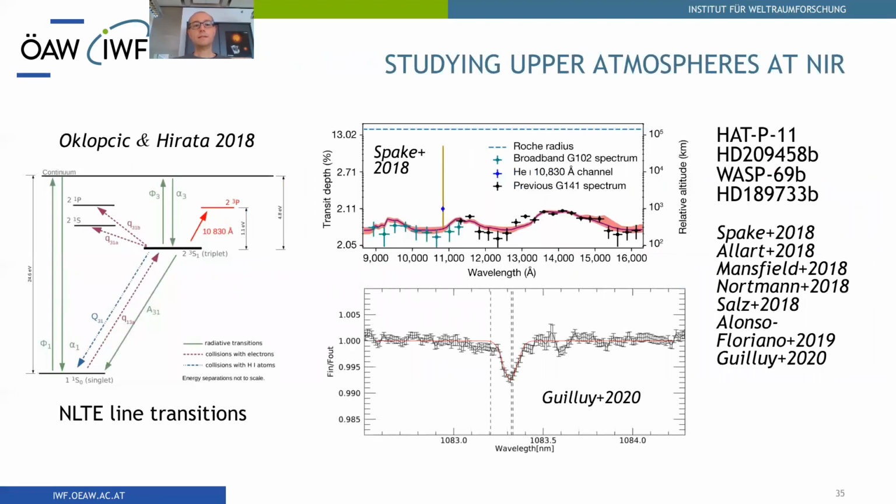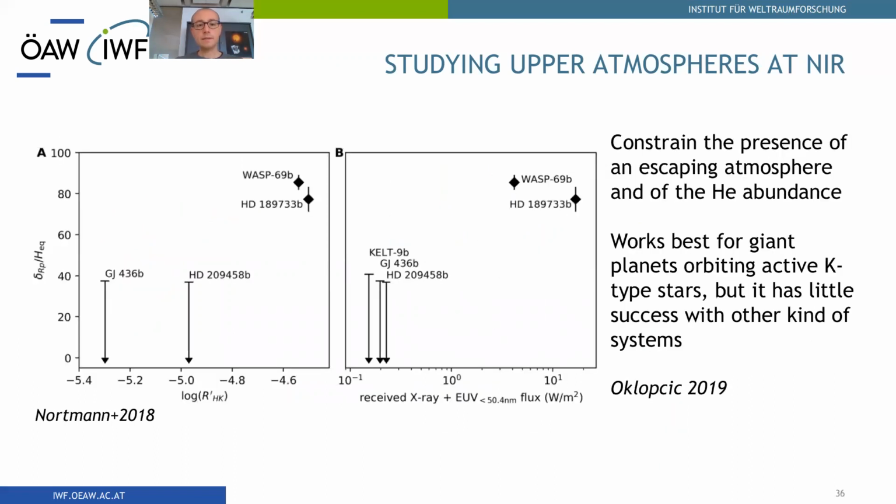Another way that has come up for studying upper atmospheres, and it is more accessible from the ground and doesn't require us to go to space, is the study at near infrared wavelengths of the helium-1 triplet. These lines form from a metastable excited state of helium-1. Metastable means that atoms that get excited and arrive at this state can stay there for a while, and staying there allows them to be detectable during transit. And it has been demonstrated that this technique allows us to study upper atmospheres.